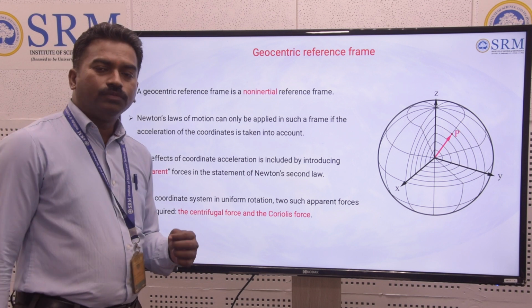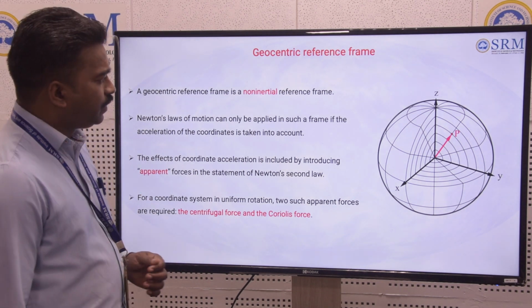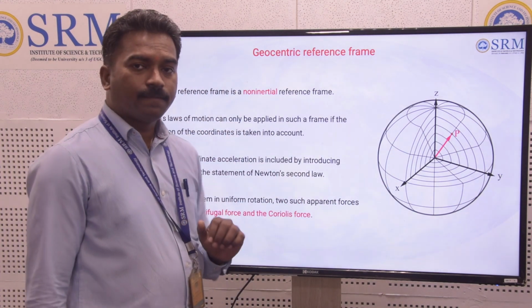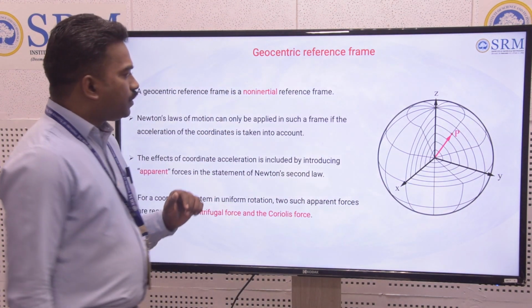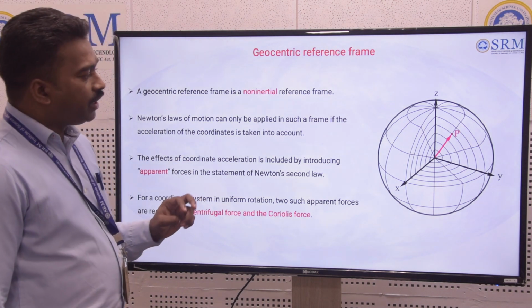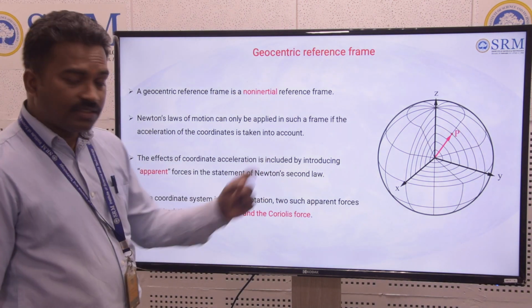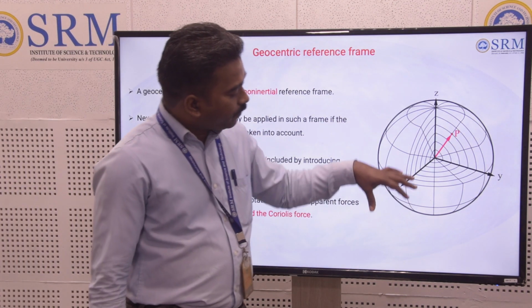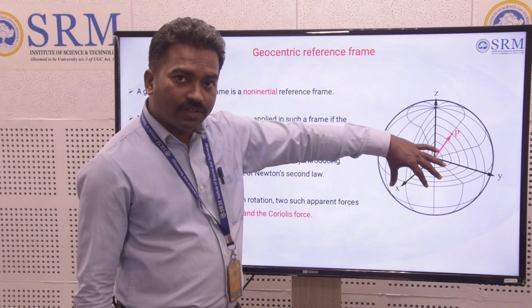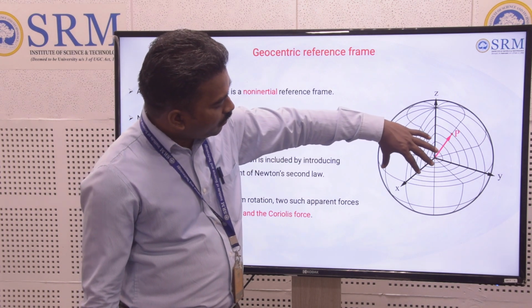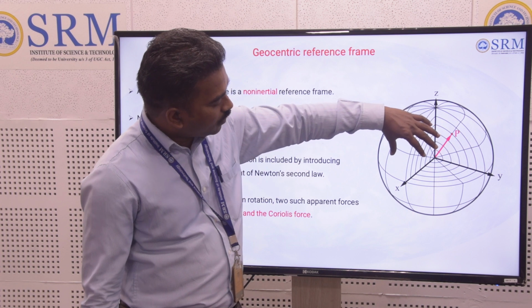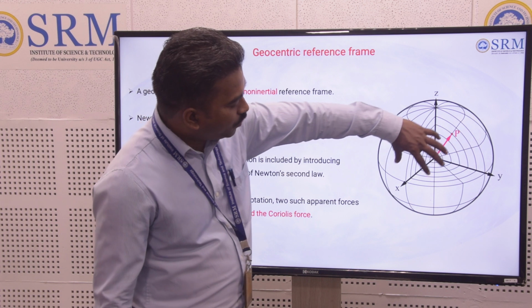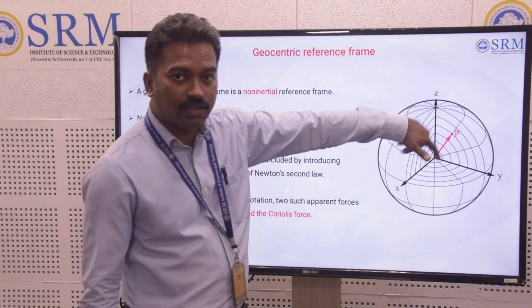Let us discuss now the geocentric reference frame. The geocentric reference frame is a non-inertial frame of reference. Newton's laws of motion can only be applied in such a frame if the acceleration of the coordinates is also taken into account. Meaning that for a geocentric frame of reference, we have to consider the acceleration of these coordinates, meaning the coordinates move along with the rotation of the Earth.